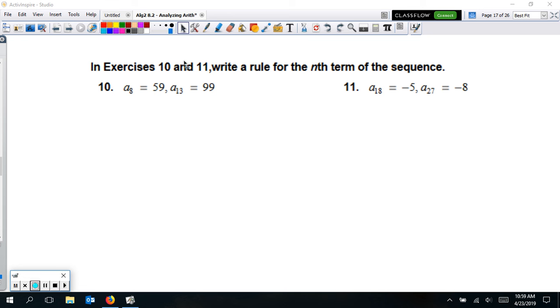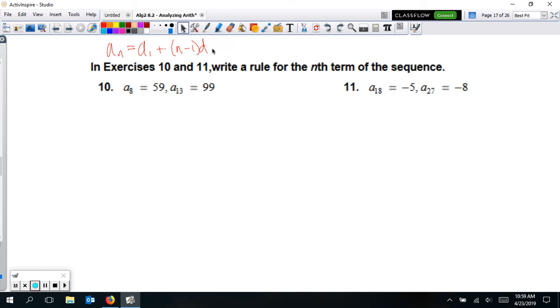So I'm going to show you one way with number 10 and a different way with number 11 that you can figure this out with. And you can decide which way you want to pursue and use more often. But this first way is going to just continue to use that same formula that we've been using.